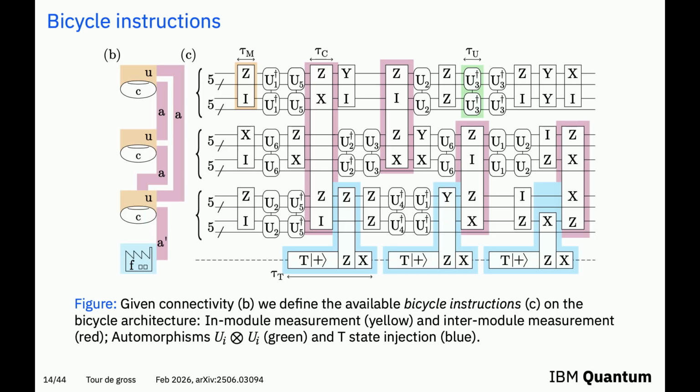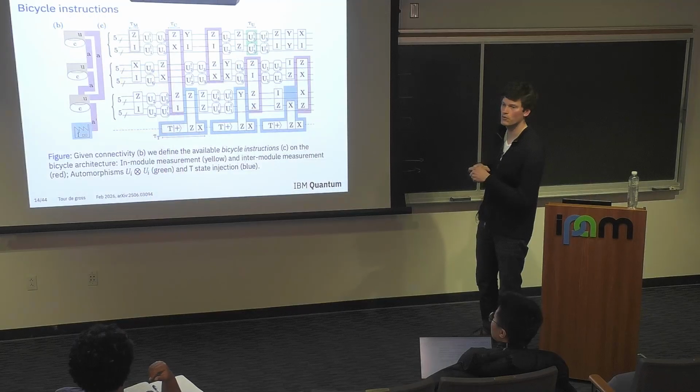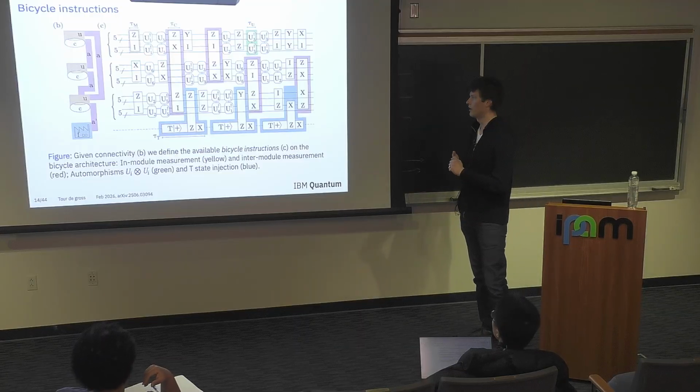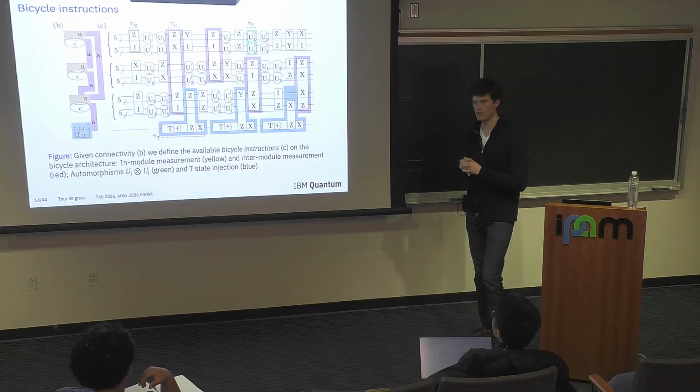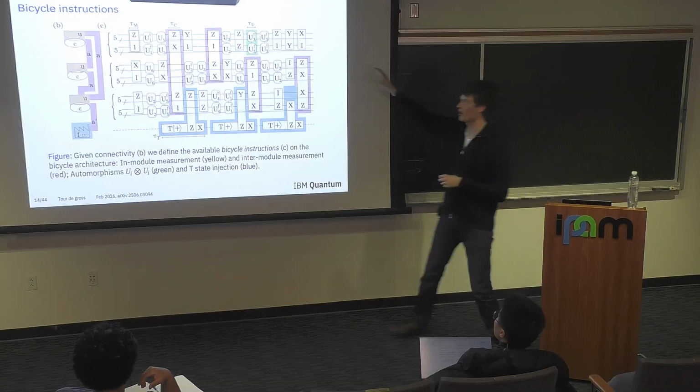Yeah, question? What does 5 mean? What does what mean? 5 before the... Is it a row? Oh, it's a register of 5 qubits. It's just a compact way to represent the 12 qubits that are contained in one code module.